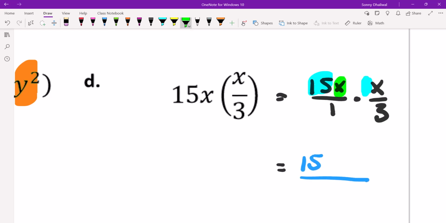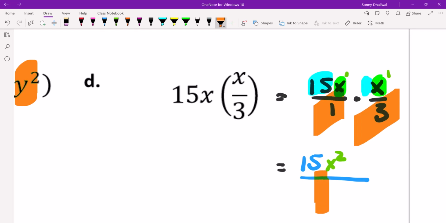Then we have our x. In our x, we get x squared. There's a 1 and a 1, so we add the exponents. Then we move on to our denominator. 1 and a 3. 3. 1 times 3 is 3. Okay? Oops. There we go.